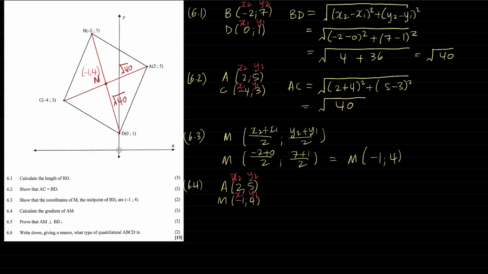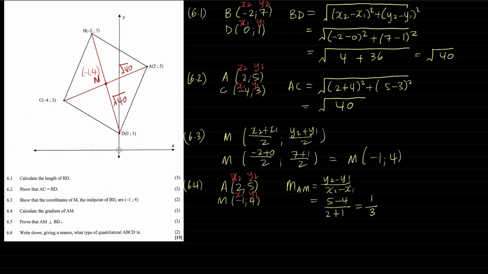The formula for gradient, so the gradient of AM is equal to y2 minus y1 over x2 minus x1. So it's going to be 5 minus 4 over 2 minus negative 1, so 2 plus 1. So 5 minus 4 is 1, 2 plus 1 is 3. So the gradient of AM is 1 over 3.